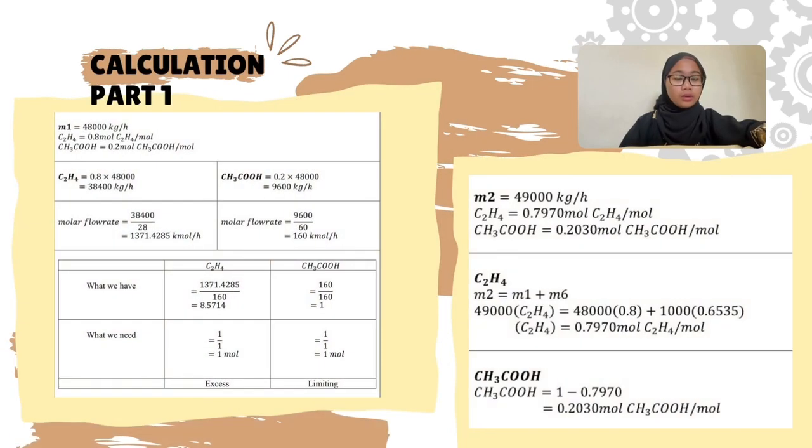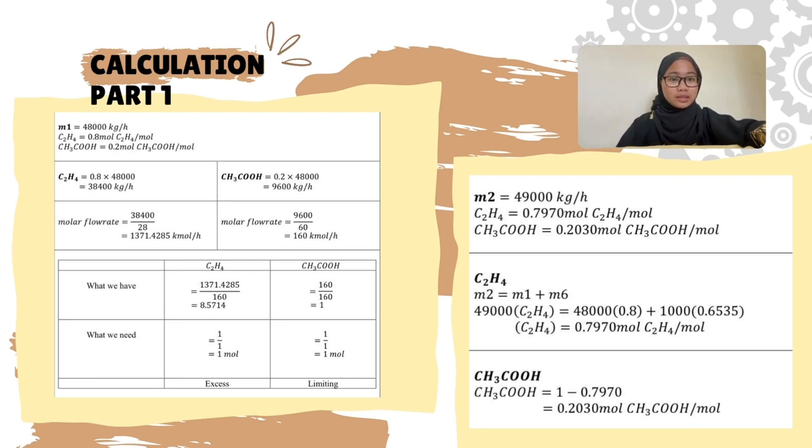As we know, the input mixture is 48,000 kg per hour, with the fraction of ethylene being 0.8 and of acetic acid 0.2. In order to differentiate the excess and limiting reactants, we need to find the molar flow rate of both acetic acid and ethylene. For ethylene, we multiply 0.8 times 48,000 kg per hour, and we get 38,400 kg per hour.